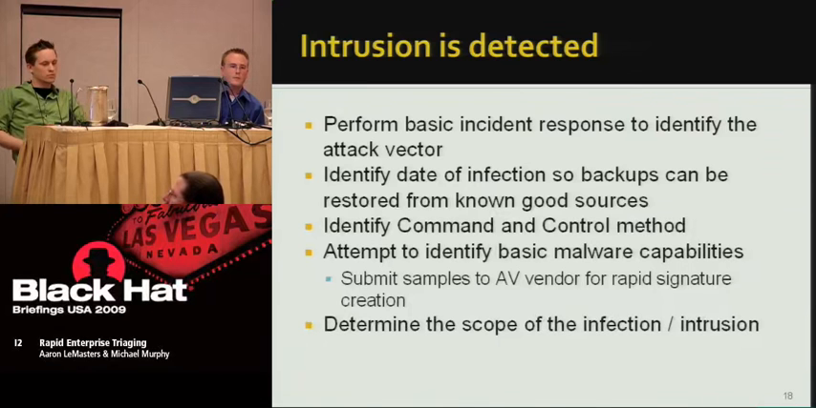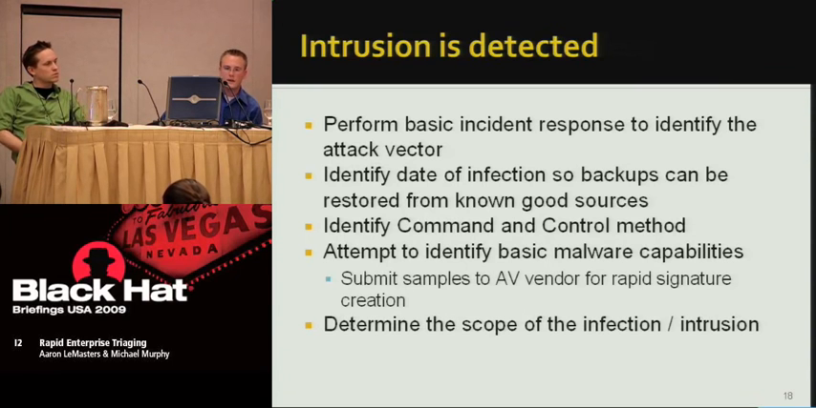So you're going to perform the basic steps, right? You want to figure out the attack vector. You know, how did the bad guy get in? You're going to identify when it happened, which is critical for knowing which backups are good and which are not good. Try to quickly identify some sort of command and control channel. You can cut that off. Obviously that's beneficial to find as soon as possible. And then also start submitting samples of any malware that you found to your antivirus vendors so that they can begin to put together some signatures that you can leverage.